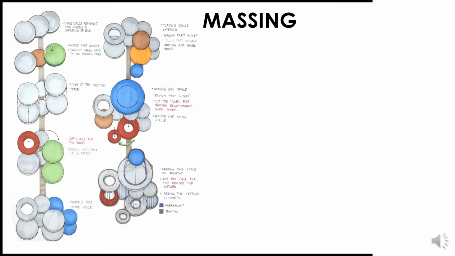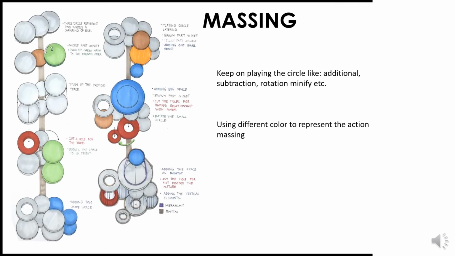Now I would like to introduce my massing to you. In the diagram, you can see I keep on playing with the circle through actions like additive, subtractive, rotation, minify, etc. I'm using different colors to represent the massing actions: red represents subtractive, blue represents additive, brown represents minify, and so on.